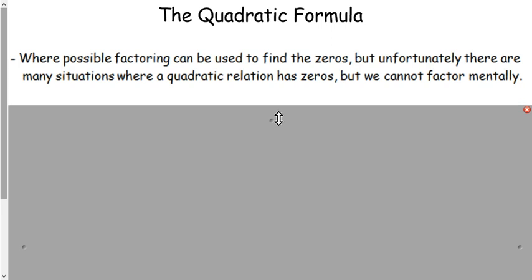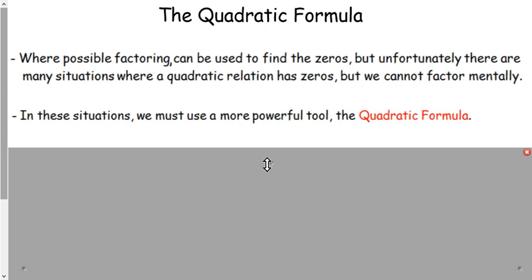So first of all, where possible, factoring can be used to find zeros, but unfortunately there are lots of situations where a quadratic relation has zeros, but we can't factor mentally. We're not able to come up with the right numbers that we would need to factor because maybe they're a weird repeating decimal. So we're going to have another thing in our bag of tricks. So in these situations, we're going to use a more powerful tool. It's called the quadratic formula. That's what we're learning about today.